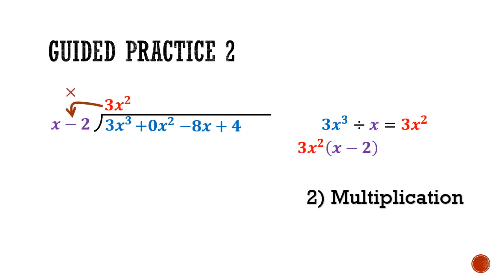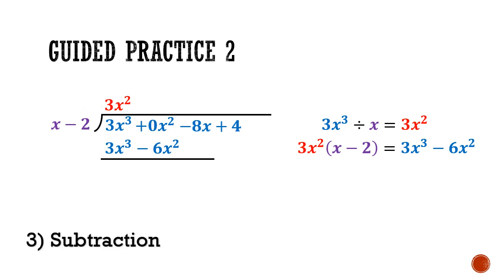Next, we multiply that by the divisor, and that will give us 3x cubed minus 6x squared. And that we will subtract from 3x cubed plus 0x squared. So the 3x cubed will cancel out, and 0x squared minus a negative 6x squared is going to give us positive 6x squared, and we bring the negative 8x term down.